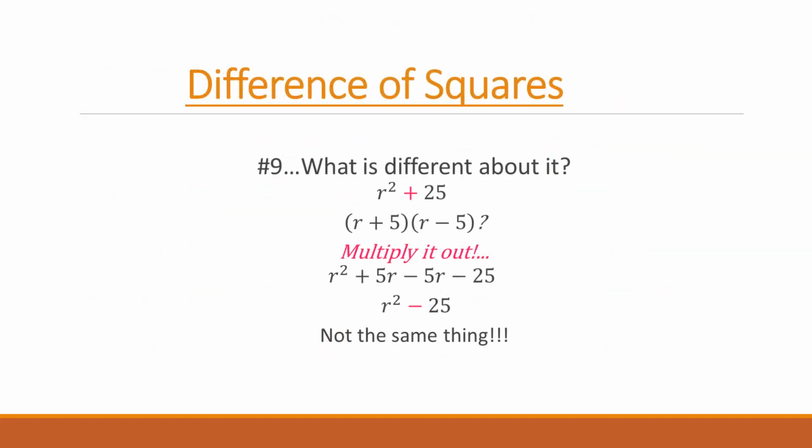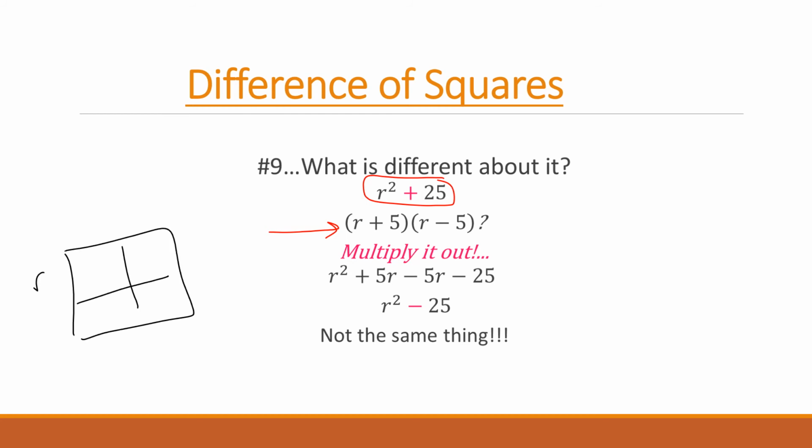All right, so number 9 was the difference. If you noticed, it was r squared plus 25. And if you think, oh, it's just the same thing, r plus 5, r minus 5. Well, if we multiply that out, if we distribute that, you could also use the area model to do your r plus 5, r minus 5.